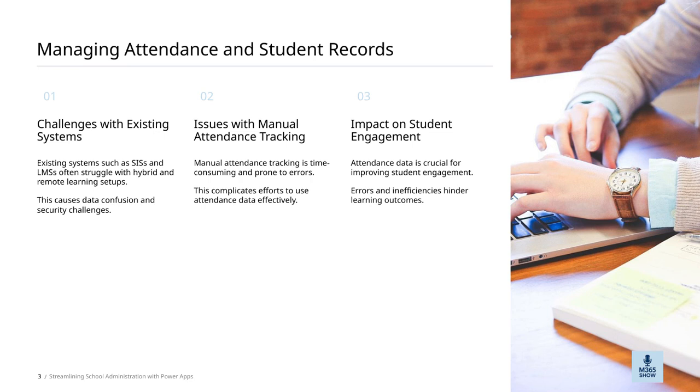Let's take a closer look at why attendance data is so important. Accurate attendance records are essential because they directly impact our ability to improve student engagement. When we have reliable data, we can identify students who may need additional support or encouragement. However, there are challenges. Errors and inefficiencies in tracking attendance can really hinder our efforts to enhance learning outcomes. If the data isn't accurate or timely, it becomes difficult to make informed decisions about student support.